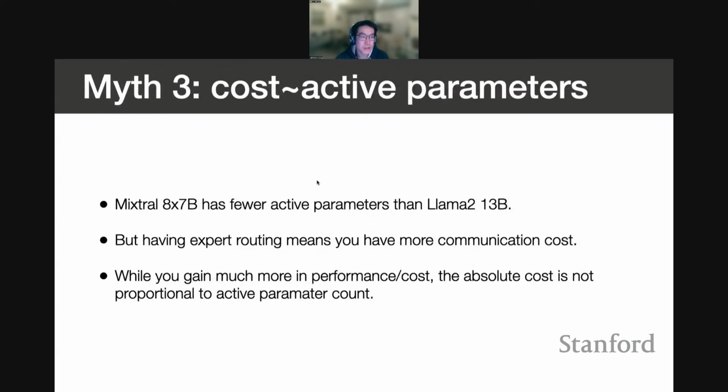Another thing that seems to be quite popular these days is to tie everything related to cost to the number of active parameters, as if they're proportional. That's not quite true. Mixtral 8x7B has fewer active parameters than Llama 2 13B, but having this sort of expert routing means that you need to send tokens around to different experts quite dynamically. That means you have more communication cost. You cannot just pre-program which token will be sent to which expert. While you gain much more in performance divided by cost, the absolute cost is not proportional to the active parameter count.